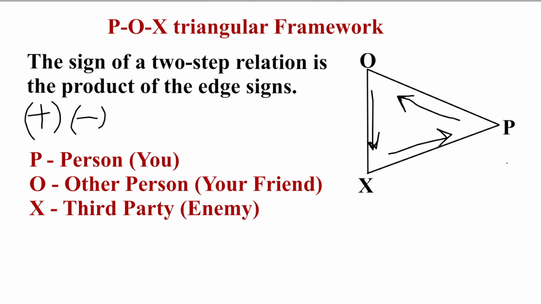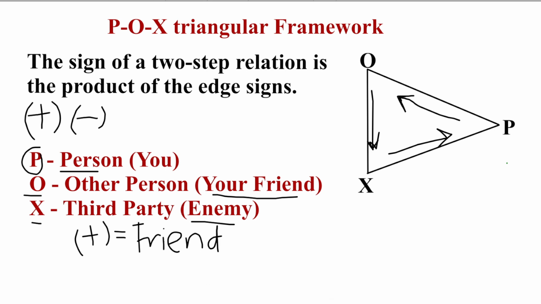I should have started by mentioning that P in this case describes the person, which is you, O is the other person who could be your friend, and X is a third party. In this case, we consider X an enemy. So we will label X as an enemy. We are going to consider a friend as positive, so anywhere you see a positive, consider that a friend, and the negative becomes an enemy.